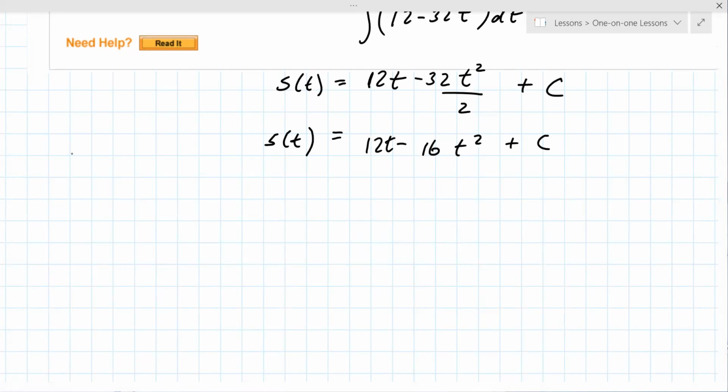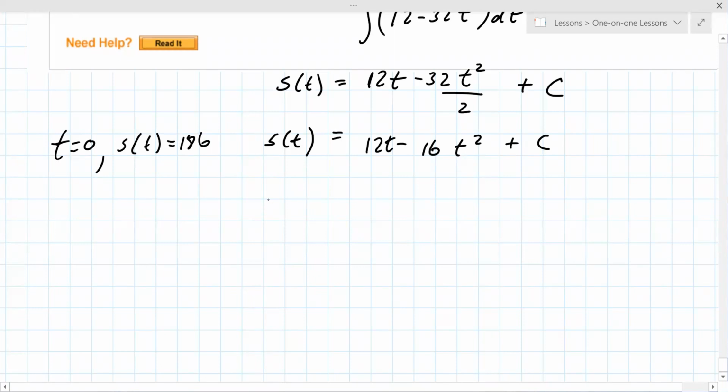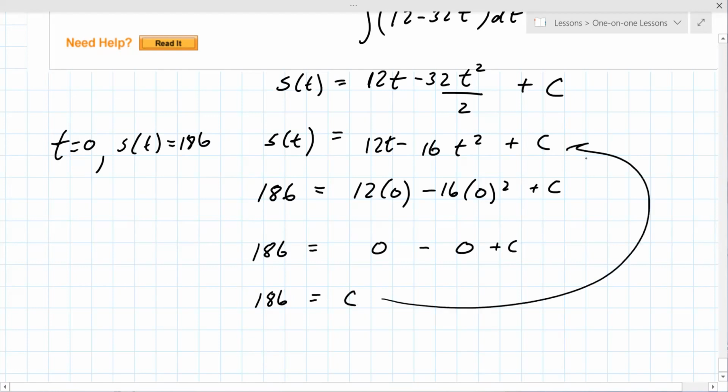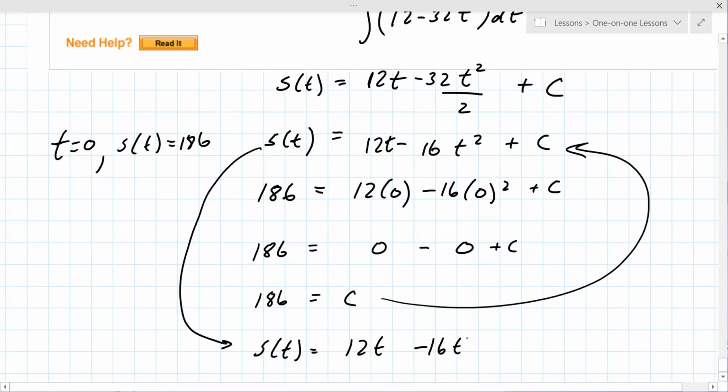All right. So it tells you that the height is 186. They tell you that when t equals 0, because they're starting at the top, S of t equals 186. So this is a very straightforward one, but you're plugging these values in: 12 times 0 minus 16 times 0 squared plus C. So 186 equals 0 minus 0 plus C. 186 equals C. You put that back into the original equation and rewrite it: S of t equals 12t minus 16t squared plus 186. And that's the answer to part B.